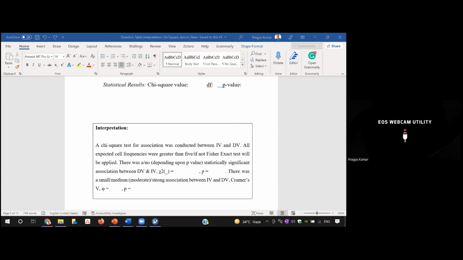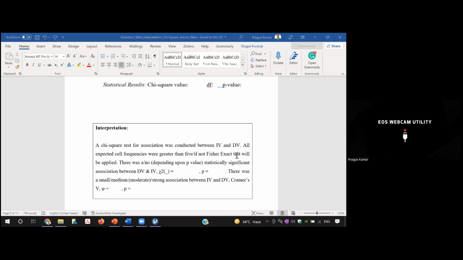Is it okay for all of you? How to write the value and how to write the interpretation? Neeraj and all other people who are having any ambiguity in understanding the value of chi-square and the effect size. Okay.